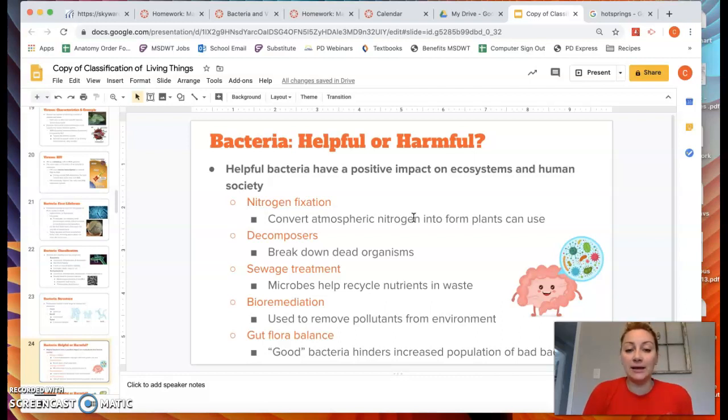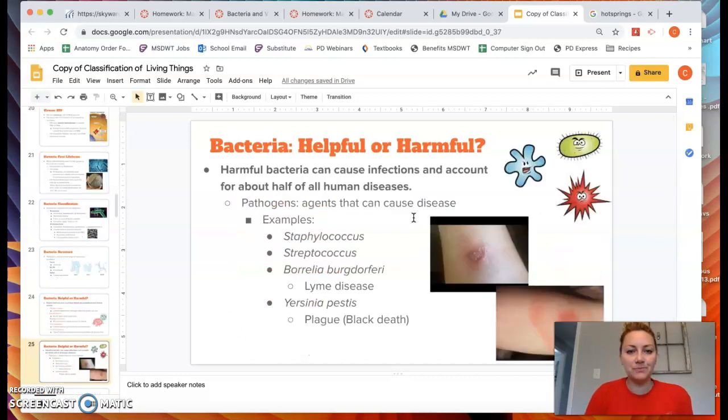Bioremediation looks at removing pollutants from the environment. They've done that with oil spills. They might put bacteria out there because the bacteria can actually digest the oil in those disasters that happen. And then within our bodies, we have good bacteria in our colon that help us with absorbing certain nutrients as well as breaking down other molecules.